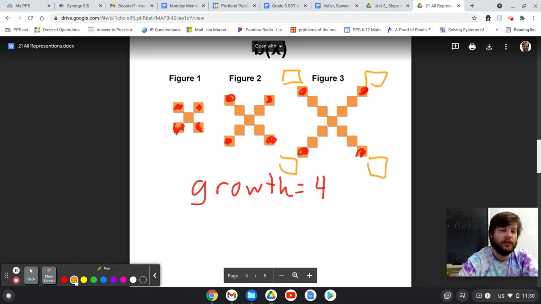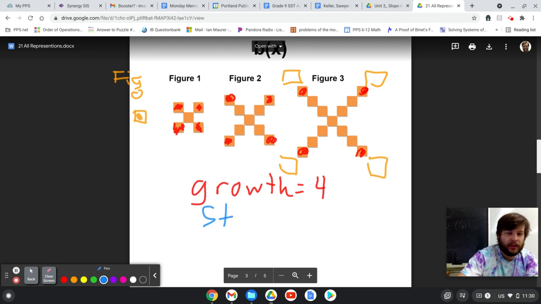So one suggestion is write down or draw what figure number 0 would look like. Figure 0 would just be a single square in the middle like that. And so that would be my start value. My start, or my figure 0, has 1 square to it.